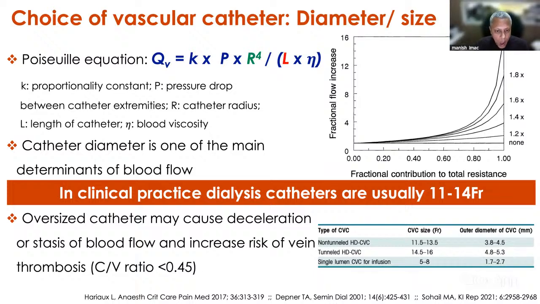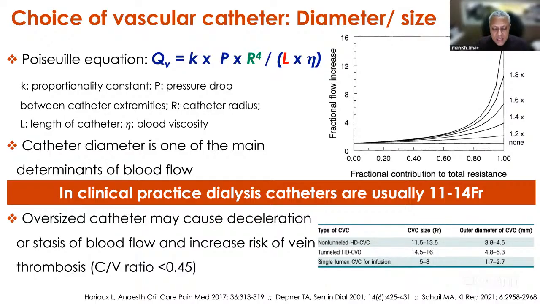And therefore, you can see how small changes in the diameter or the length of the catheter, but especially the diameter, can have major implications in the flow characteristics of the catheter. The diameter is one of the main determinants of blood flow. In practice, most of the dialysis catheters we use are described to be between 11 French and 14 French, but in reality, most of us are working with 12 to 13.5 French catheters. On the table below, I have given you the size of the catheter and the outer diameter of the catheter.